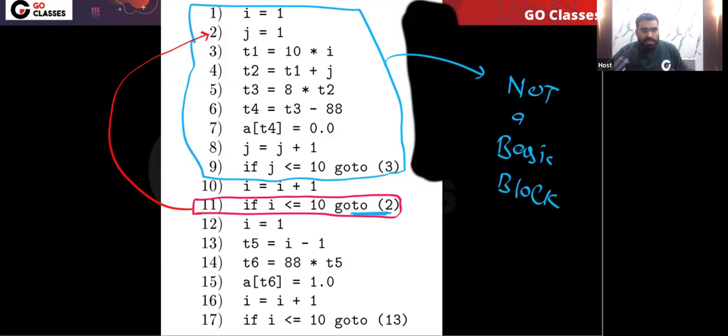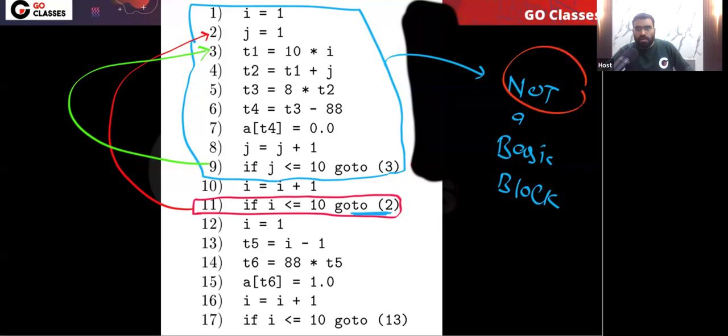Even look at the ninth instruction. This ninth instruction is saying go to 3 if this condition is satisfied, if j is less than or equal to 10. Is this allowed in a basic block? This is also not allowed in a basic block. So remember, this is not a basic block. I hope you understood. Is this clear?